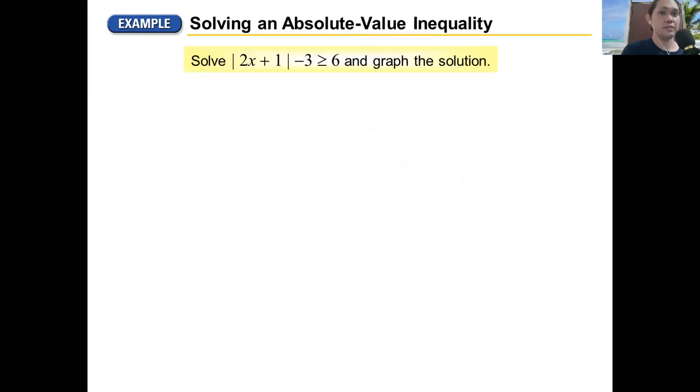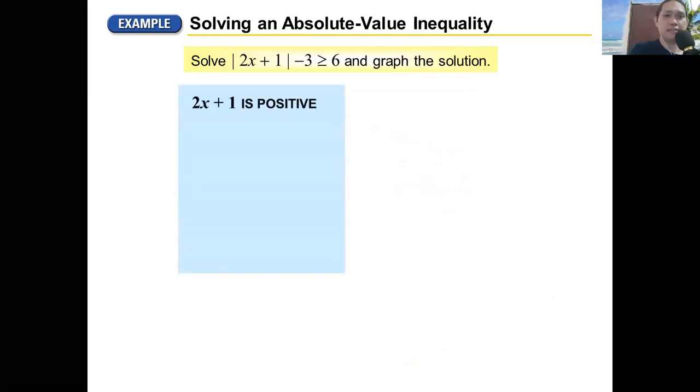So another example: the absolute value of 2x plus 1 minus 3 greater than or equal to 6, and graph the solution. That gives you what? Considering 2x plus 1 as positive, then the absolute value of 2x plus 1 minus 3 greater than or equal to 6 becomes, of course, 2x plus 1 greater than or equal to 9. Why 9? Because we add 6 plus 3 in here. As you can see, the negative 3, transpose it to the right side of the inequality. That gives you plus 3. So plus 6, that gives you 9. That's why it's 9 on the right side of the inequality.